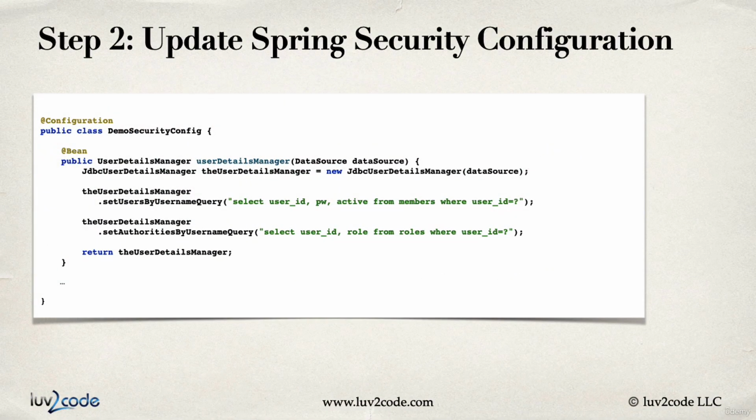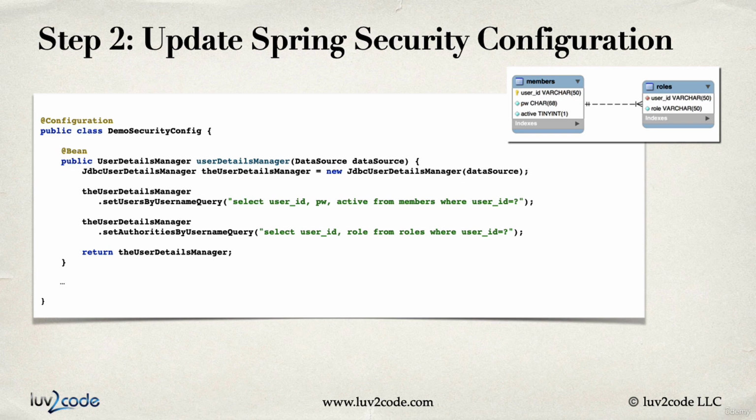Now in step 2, we need to update our Spring Security configuration. We need to modify the code where we created that JDBC User Details Manager, and we have to provide the query how to find users by a given username. We give the appropriate SQL query to access our custom members table. And also we have to provide the query how to find roles by a given username. We have to provide the appropriate SQL query to access the roles table.